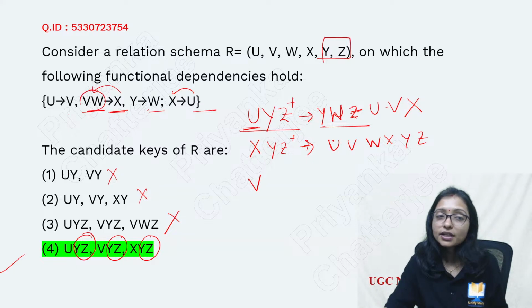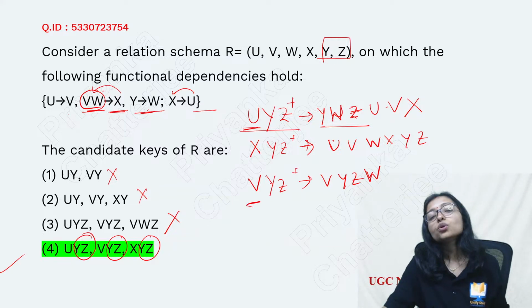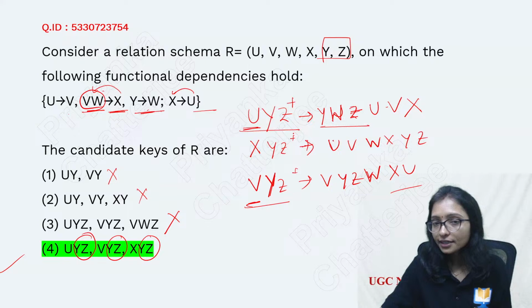Don't replace V, W together. Try to check with V, Y, Z. If I am doing, then automatically V, Y, Z is coming, and from Y, W is already coming. That's why no need to add W here. Only with V, Y, Z you can get all other attributes also. U also coming, so that's why this is also your candidate key. Now you got the candidate key, right?